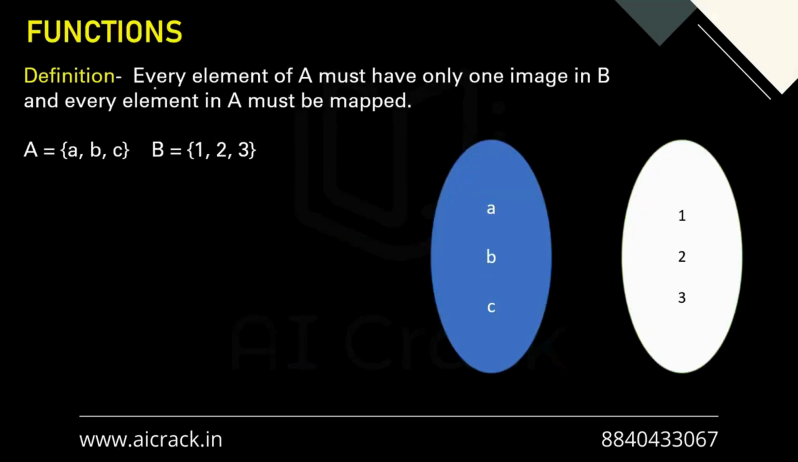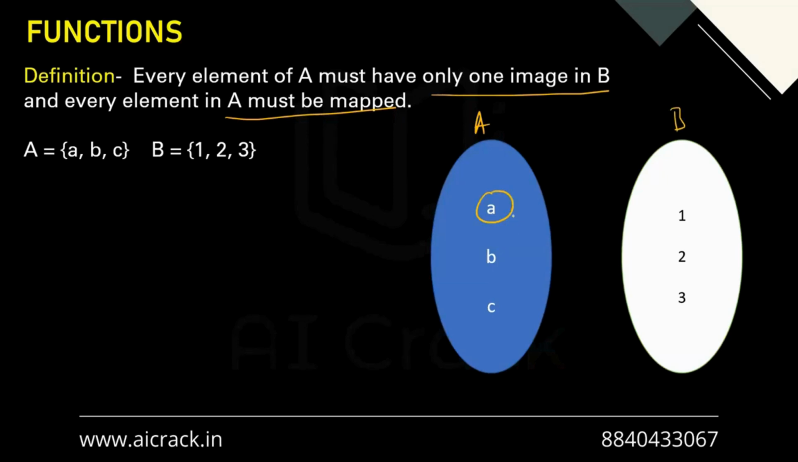Now let's talk about the technical definition of functions. Every element of A must have only one image in B and every element in A must be mapped. So these are the two key points in the definition of function. Let's say this is our set A and this is our set B and we are talking about the first one. We have this element A.